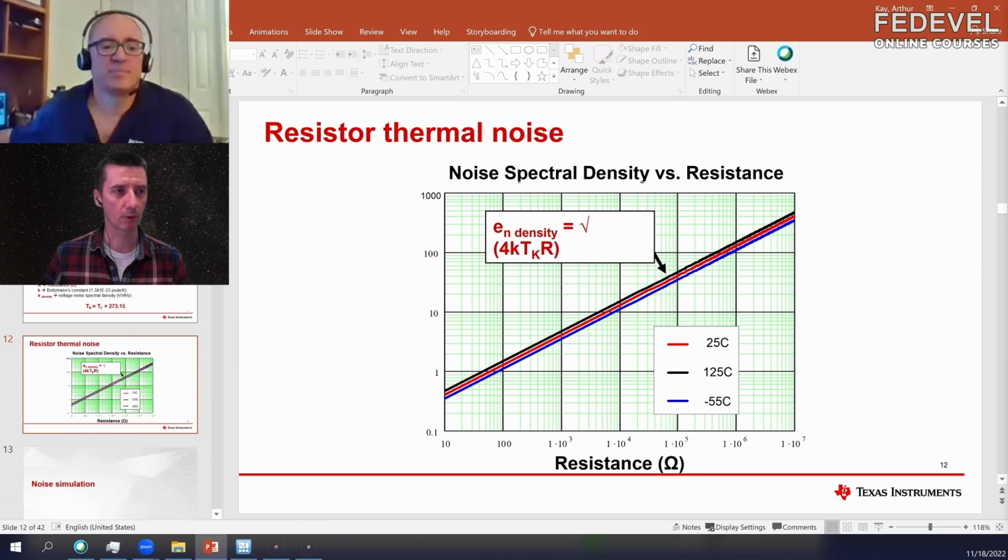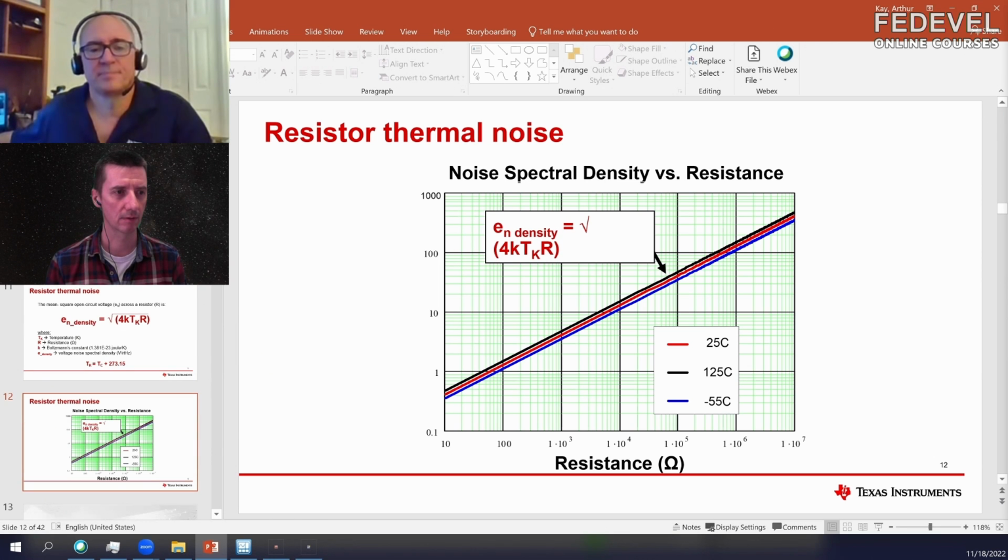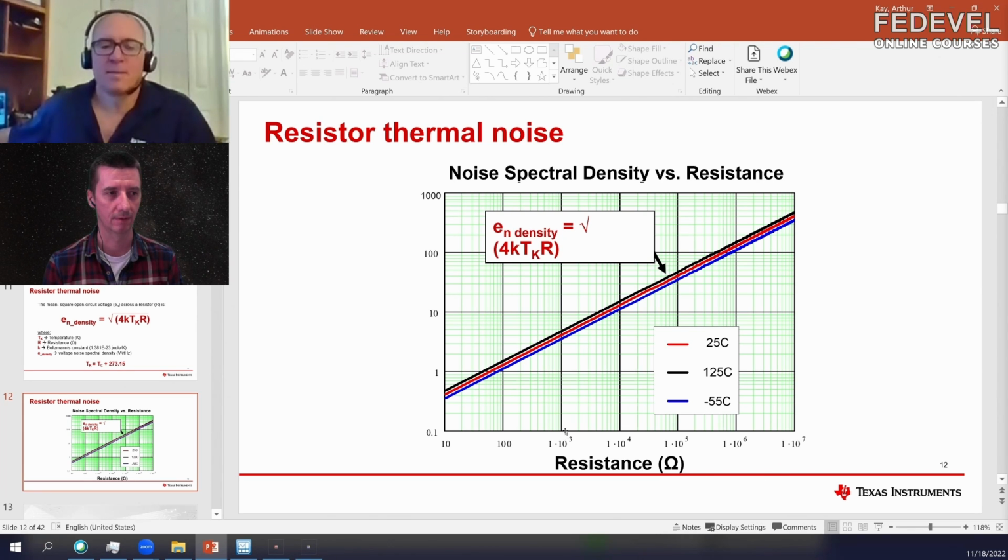I have a question. What kind of resistor is this? Is it general for any resistor? In general, for every resistor, you're going to get this noise. Okay, so if you are using some resistors for very sensitive circuits, you would like to go to the datasheet and find this kind of graph for your specific resistor? No, this is generic for all resistors. Okay, for all resistors.